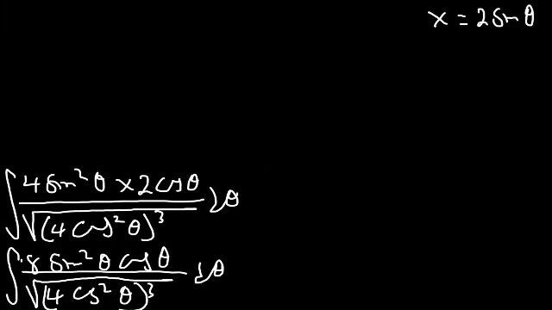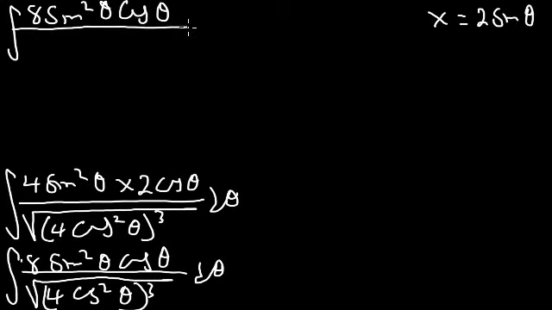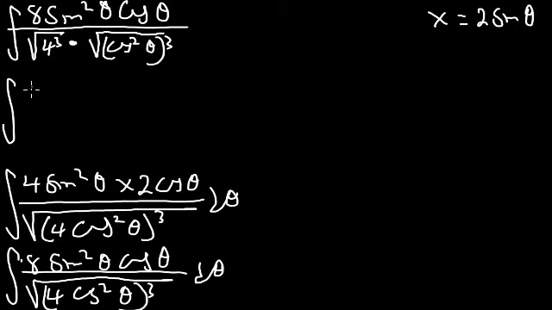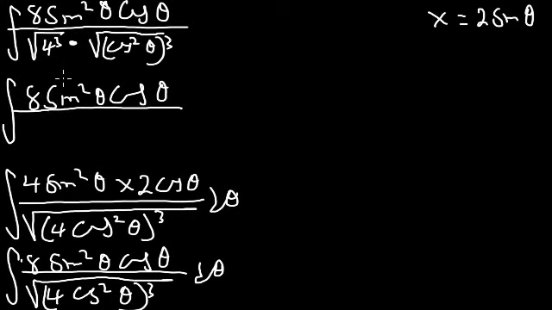So distributing the cube, it turns out that the expression becomes the integral of 8 sine squared theta cosine theta, all divided by the square root of 4 raised to the power of 3, then multiplied by the square root of cosine squared theta, all raised to the power of 3. I tend to like to split the radical as well. So that will eventually be 8 sine squared theta cosine theta, all divided by the square root of 4 raised to the power of 3.